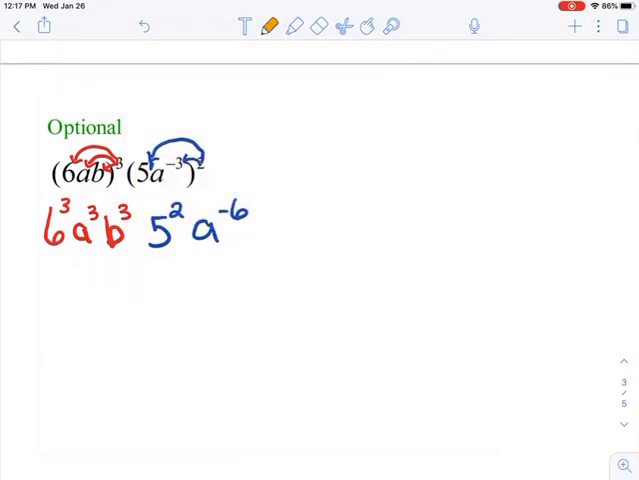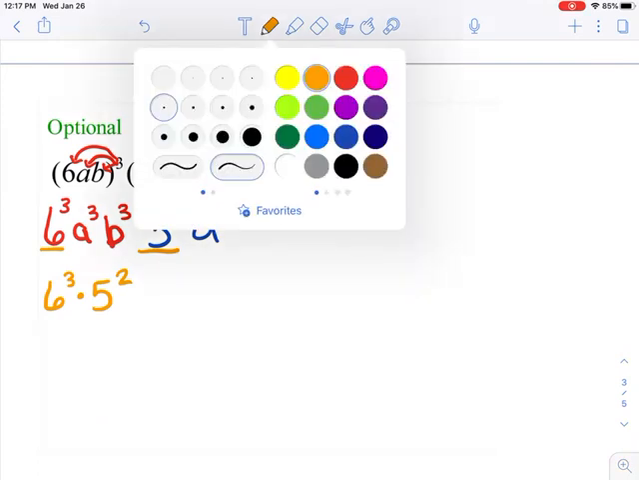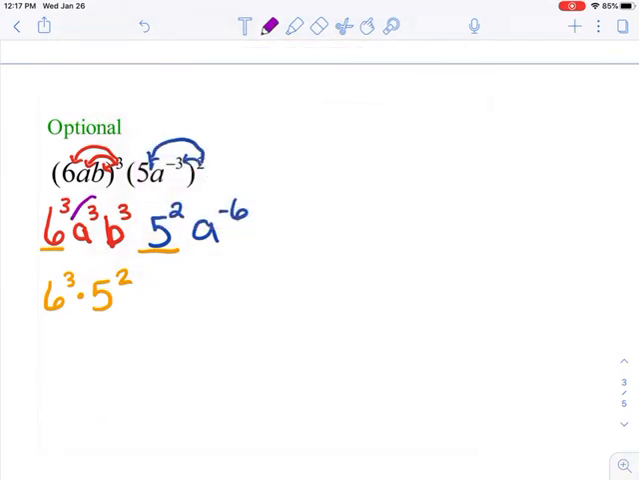I'm going to go ahead and pull out just my numbers out front here. So the 6 to the 3rd and the 5 to the 2nd. Now I'm going to go ahead and multiply things together that have the same base, right? So here's a base of a, another base of a. So if I'm multiplying things with the same base, I get to add my exponents. So 3 plus negative 6 gives me negative 3.